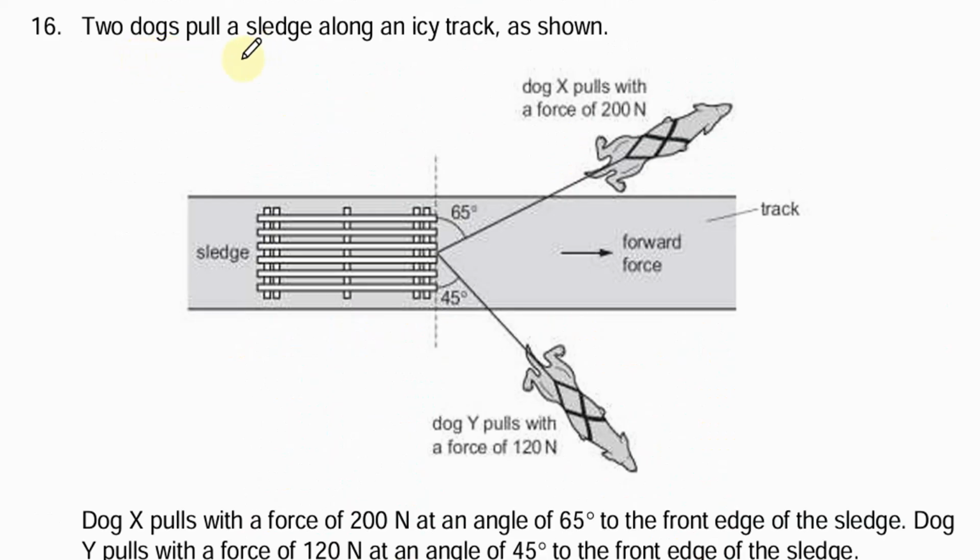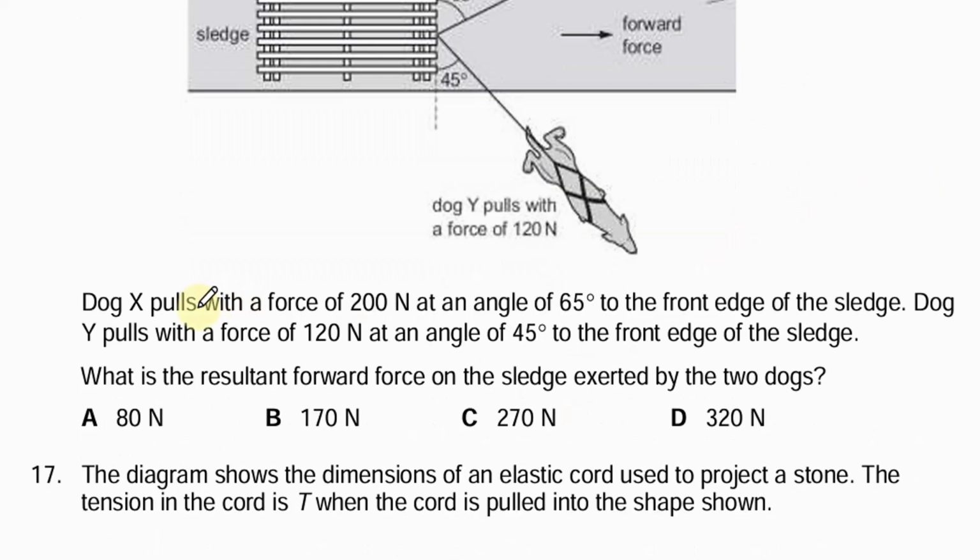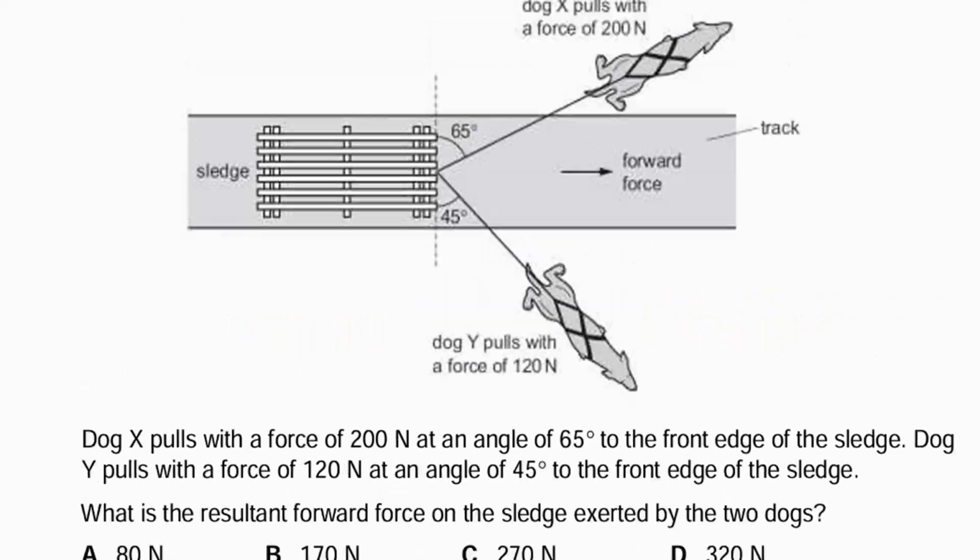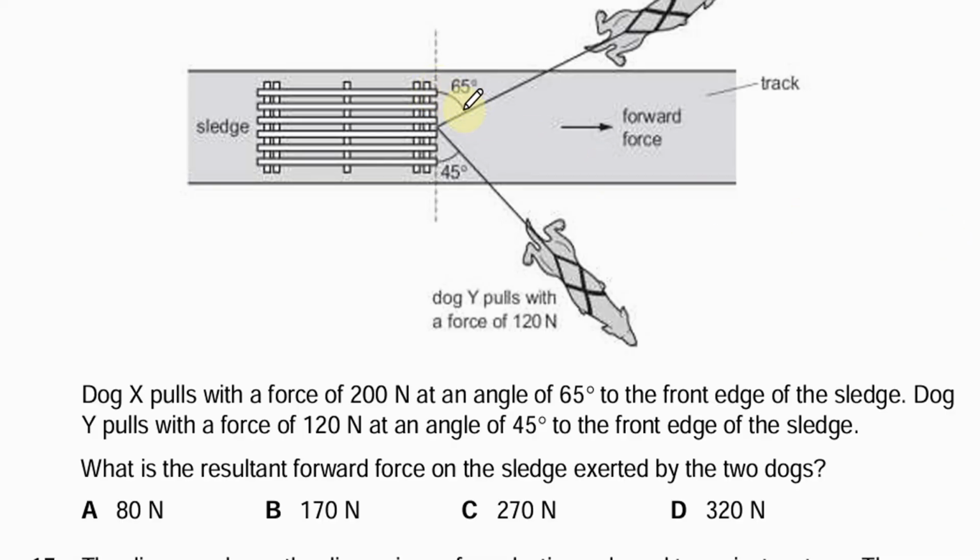It says 2 dogs pull a sledge along an icy track as shown. So the 2 dogs. Dog X pulls with a force of 200 newtons at an angle of 65 degrees to the front edge of the sledge. So this angle here is 65 degrees. Dog Y pulls with a force of 120 newtons at an angle of 45 degrees to the front edge of the sledge. So 45 here. What is the resultant forward force on the sledge exerted by the 2 dogs?